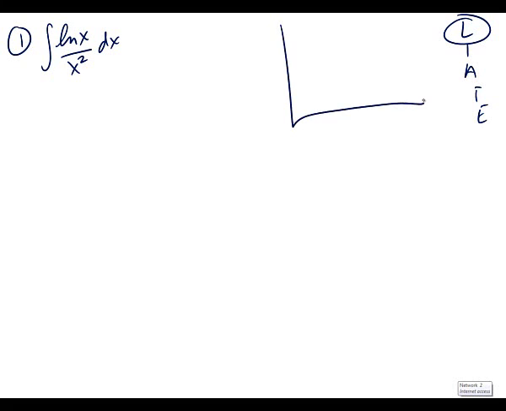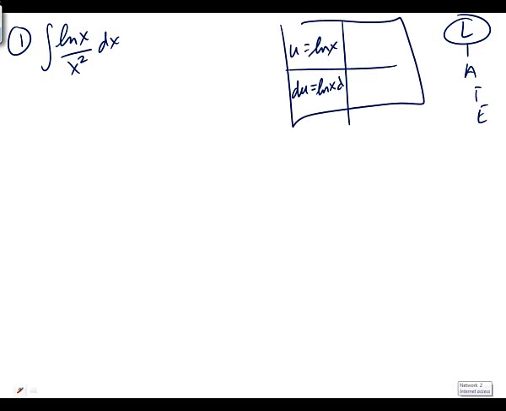So if I draw my box, my u is going to be the natural log of x, which means that my du is going to be... sorry, not the natural log of x. It's going to be 1 over x dx. That means that dv is the 1 over x squared, but I'm going to write that as x to the negative 2 dx, because I have to integrate it.